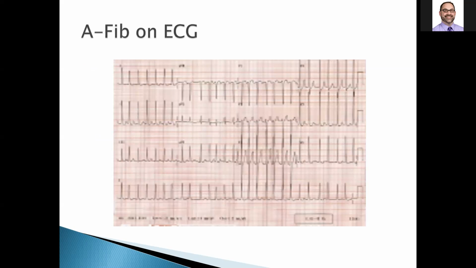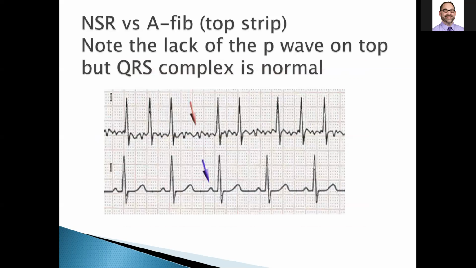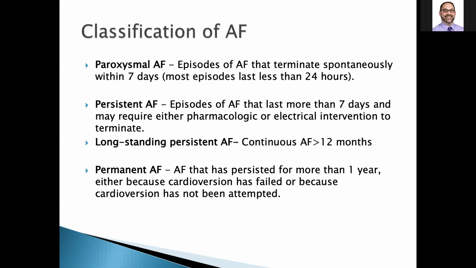Just to review, atrial fibrillation on EKG. This is a point that we make every time we talk about arrhythmias: make sure you see it in two leads. And then classification of AFib. This is important not only for you to understand for testing purposes, but also when you start to write notes for billing.